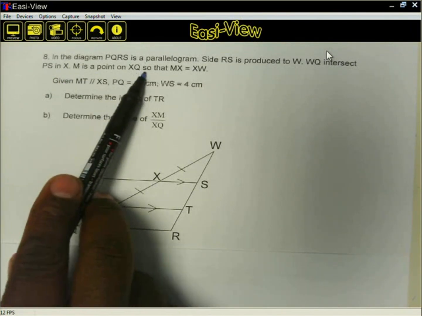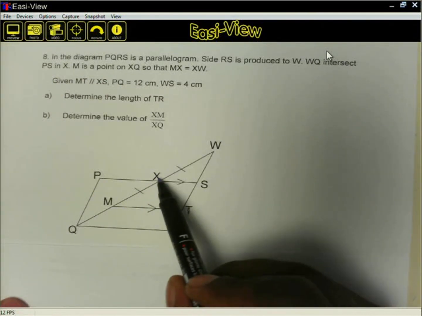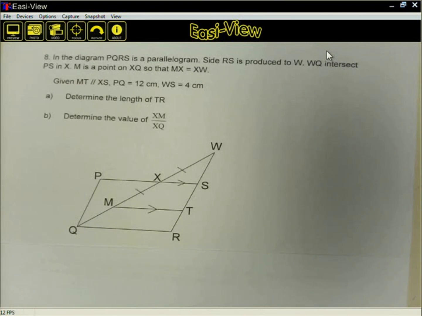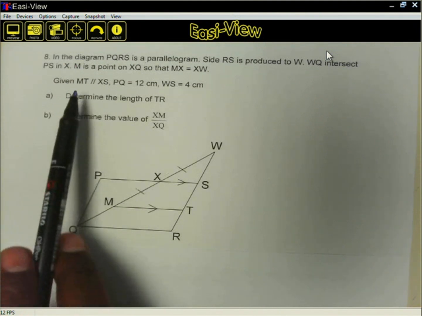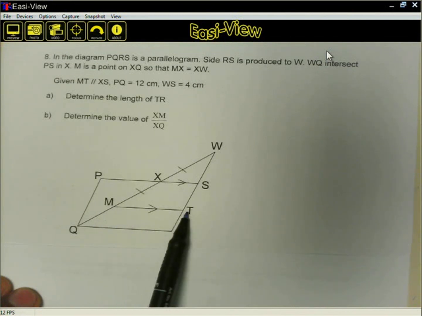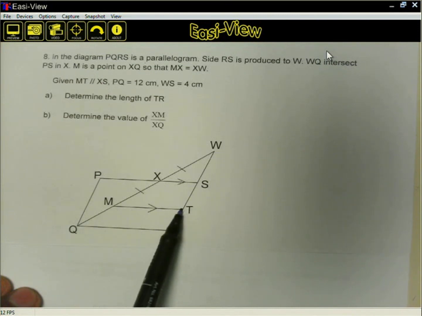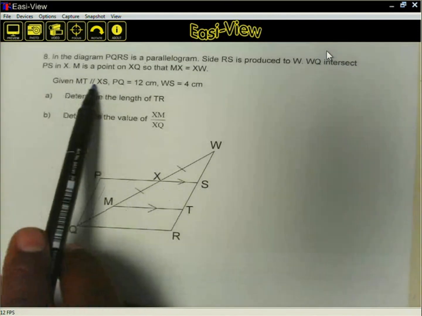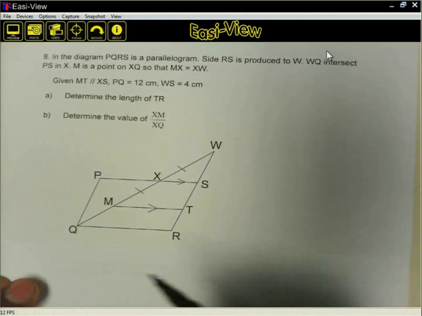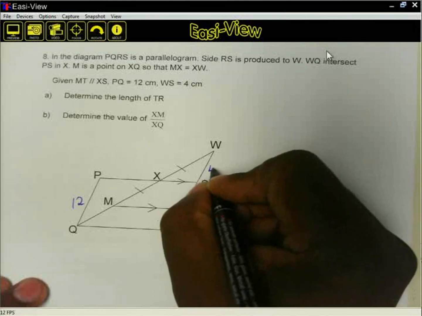M is a point on XQ such that MX equals XW. It's marked on the diagram. Given that MT is parallel to XS, let's look at MT. MT is parallel to XS. PQ is 12 centimeters, indicated on the diagram. WS is 4 centimeters.